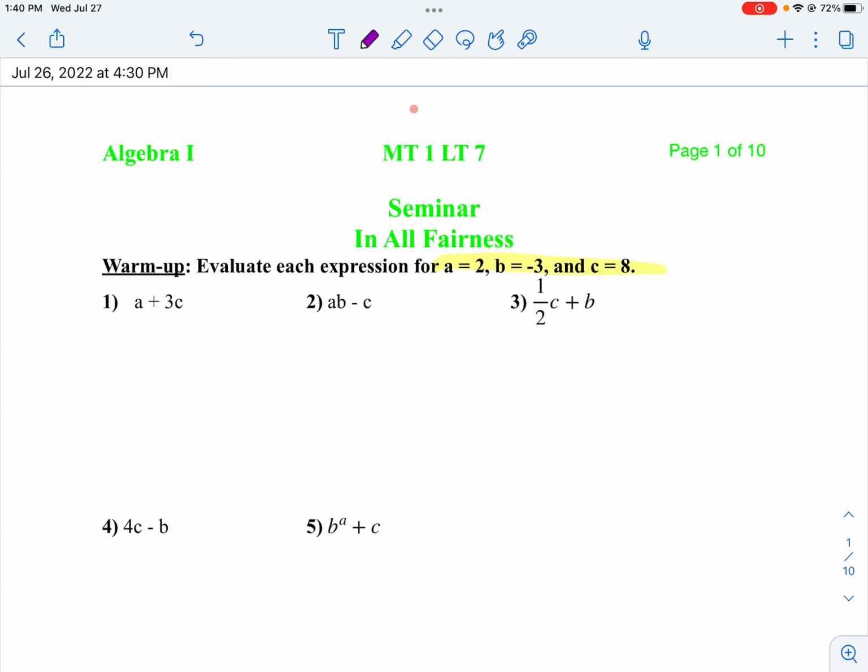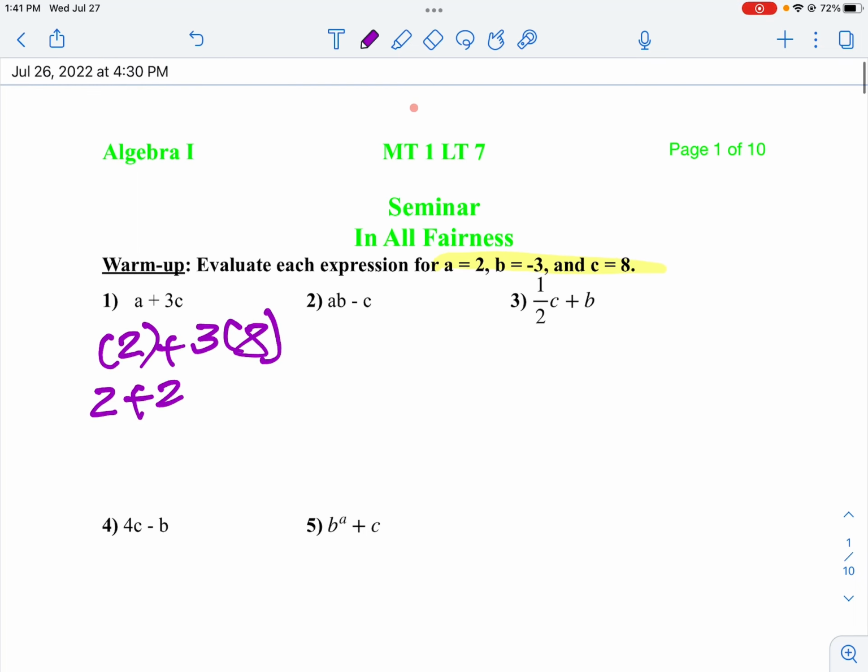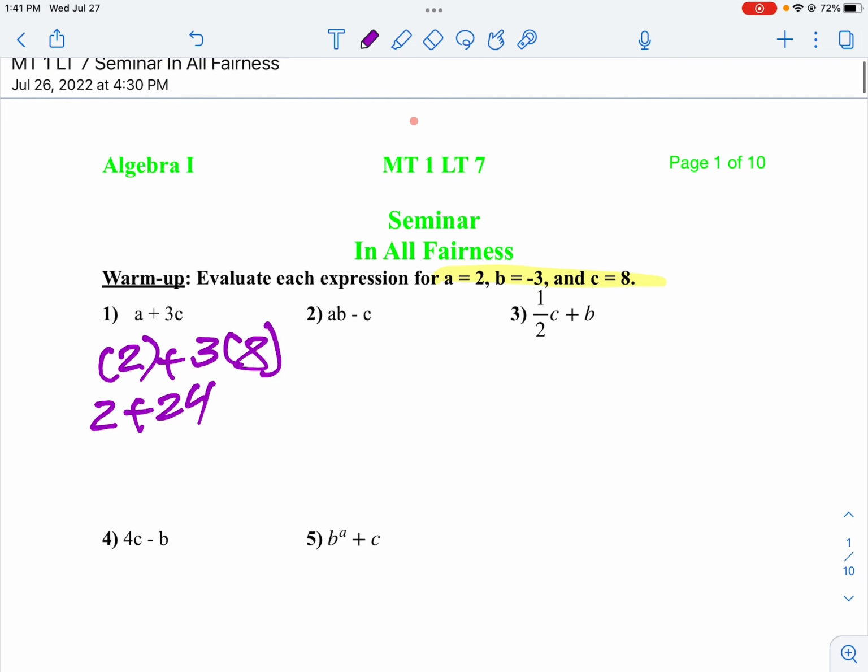When you substitute, I really suggest you use parentheses. So on the first one, I have A, which is 2, plus 3 times C, which is 8. Now remember, when we do this, we're going to multiply first, order of operations. So I have 2 plus 24, because 3 times 8 is 24, and my answer then is 26.